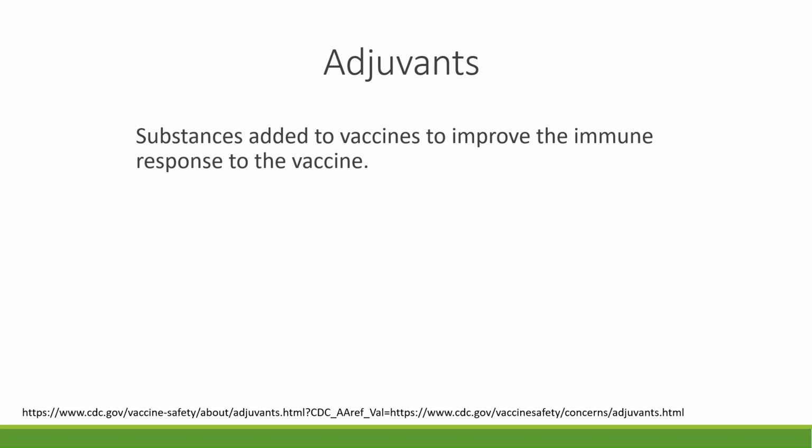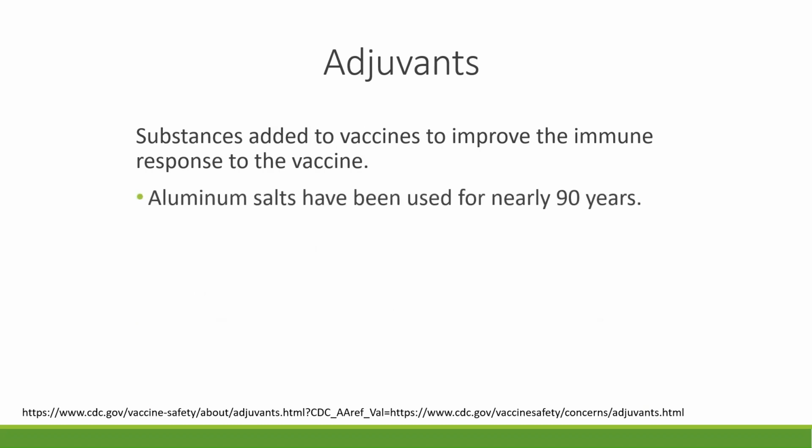There are different components to a vaccine I just wanted to cover. One are adjuvants. These are substances that are purposely added to vaccines to help improve the immune response. So this makes the vaccine more effective by triggering a stronger immune response to the area. One of the most common adjuvants used in the past has been aluminum salts, and these have been used in vaccines for nearly 90 years.